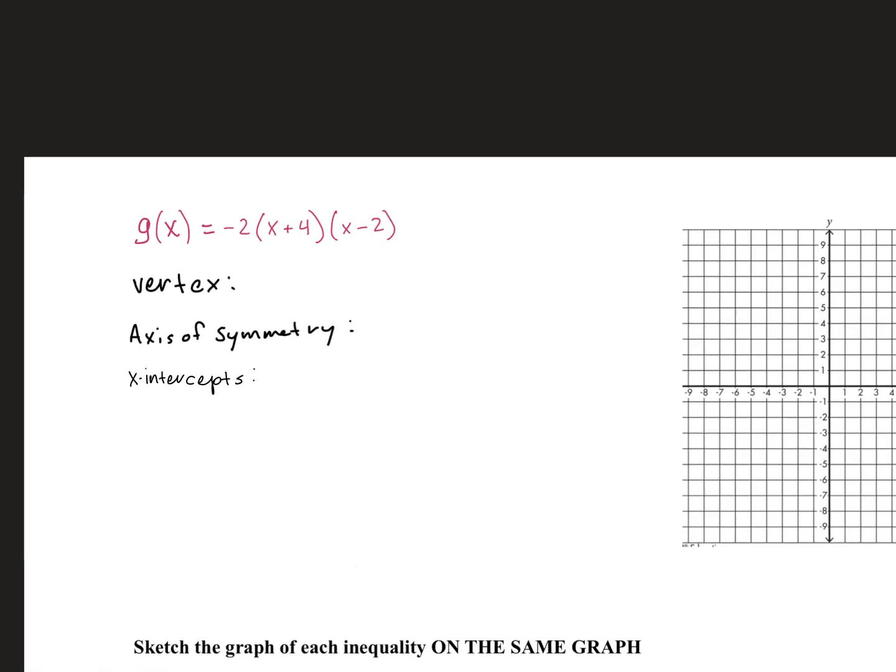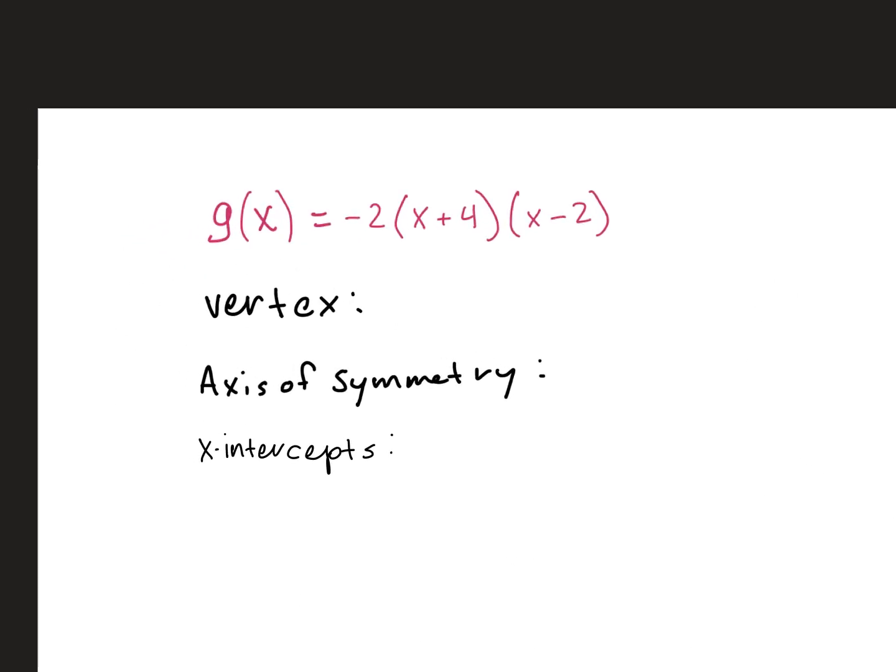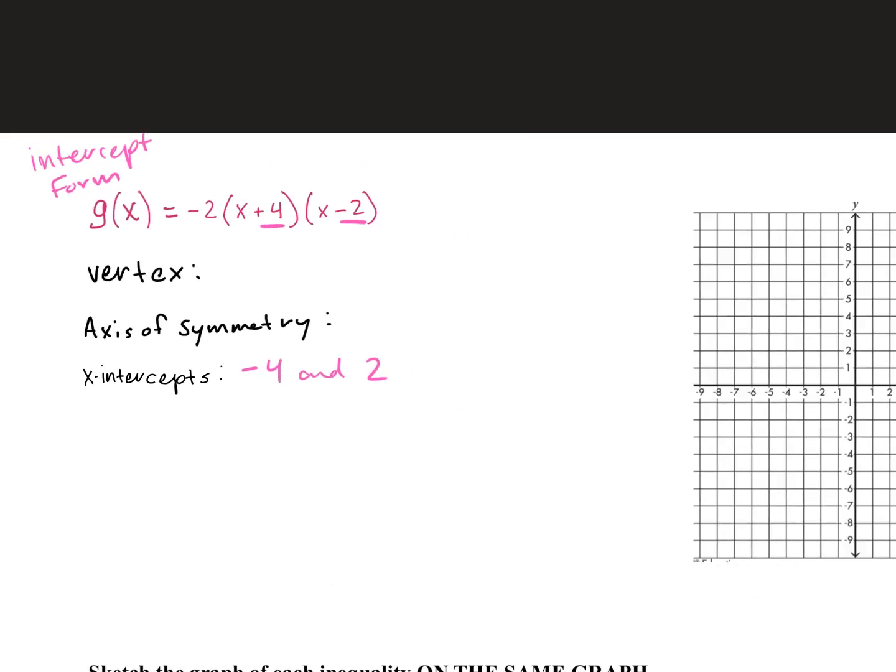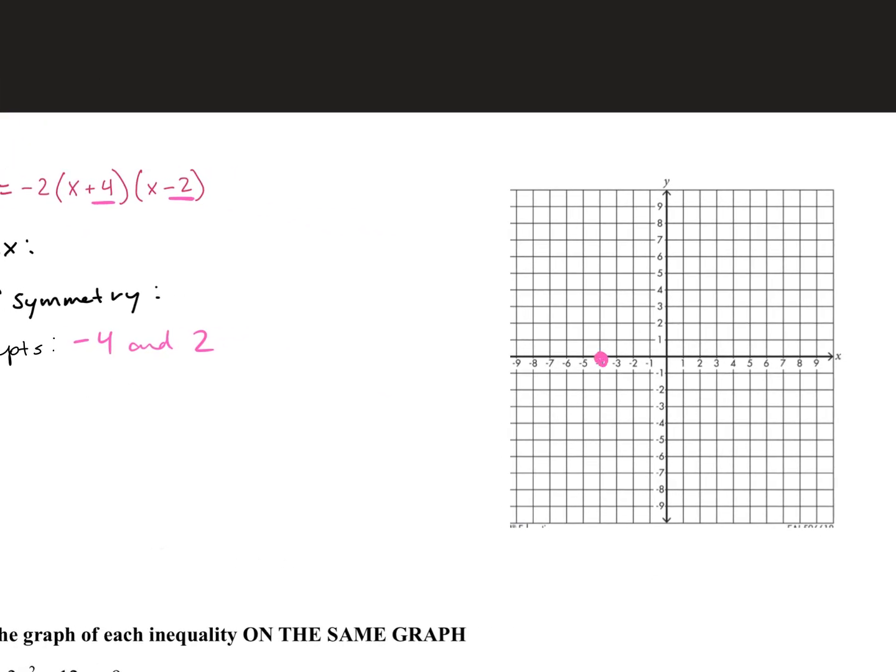Let's look at the one up top. This is intercept form. So when you have two sets of parentheses, you can easily find your x-intercepts here. What would my x-intercepts be? Awesome. You always flip the signs of both of them. So our x-intercepts would be -4 and +2. So our graph is going to cross the x-axis at -4 and +2.